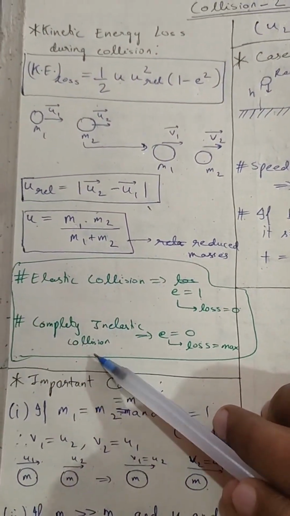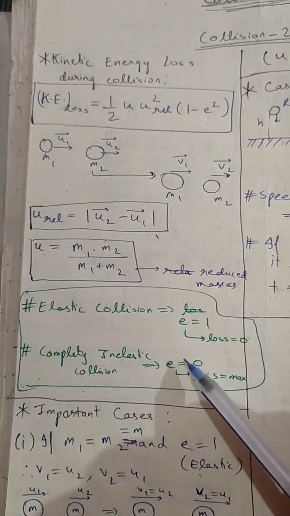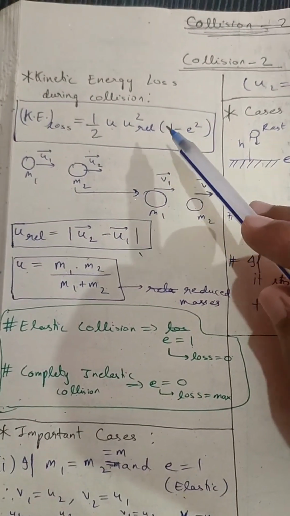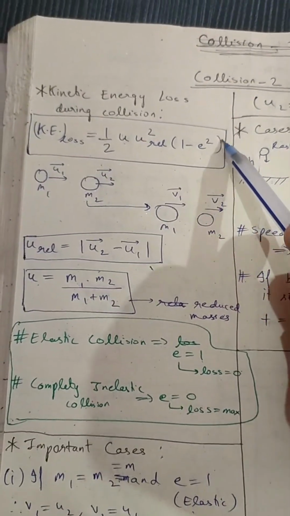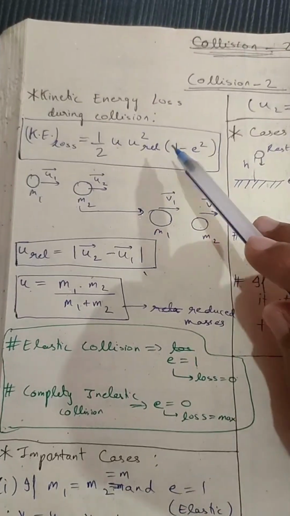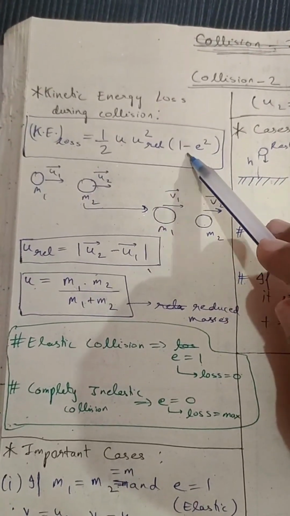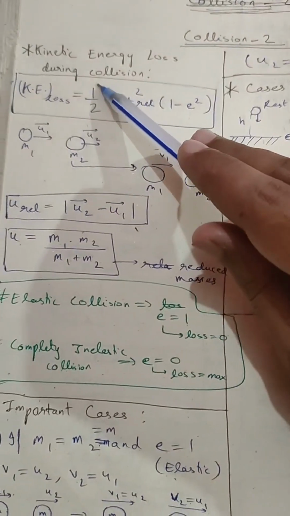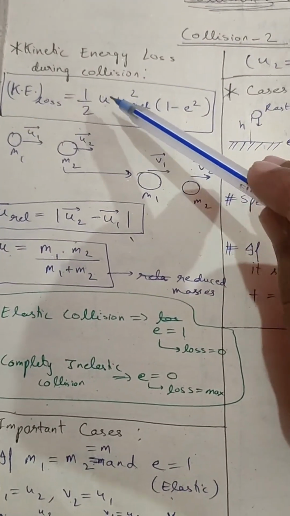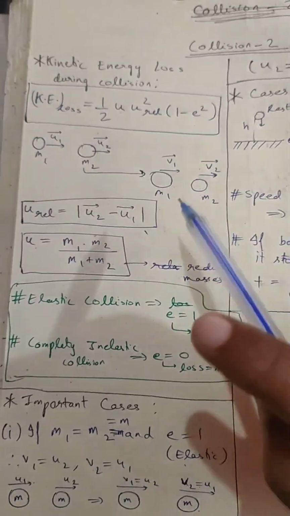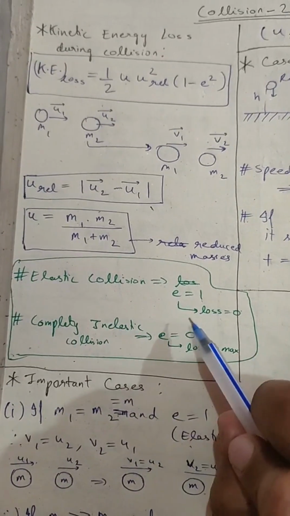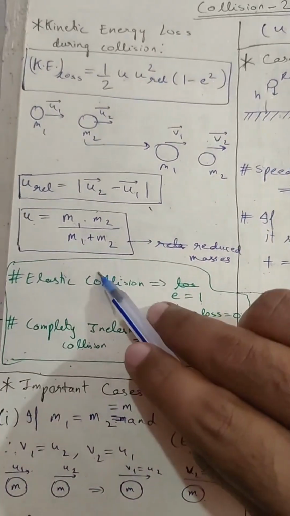Similarly, if we have completely inelastic collision, then the value of e is equal to 0. So putting e equal to 0 here, the value of this term 1 minus e square is maximum, because 1 minus e square will always lie between 0 and 1. So since this value becomes max, the kinetic energy loss is equal to the maximum value, which is half mu u relative whole square. So the kinetic energy loss is maximum in completely inelastic collision, and minimum, equal to 0, in elastic collision.